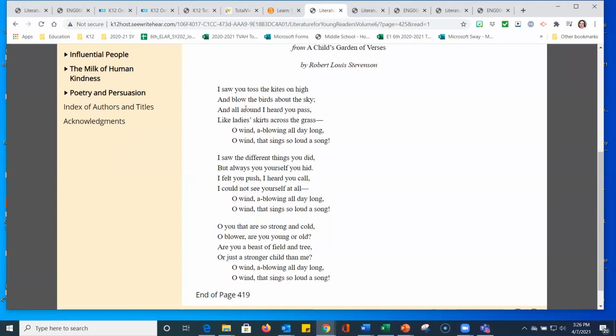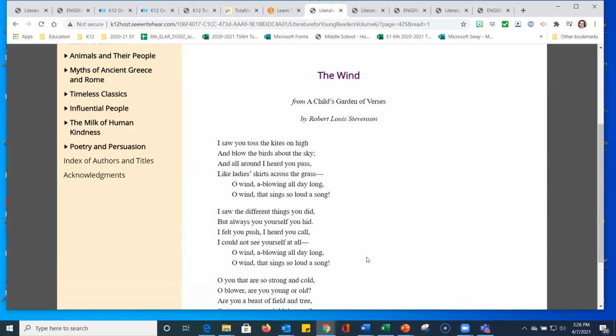I saw you toss the kites on high and blow the birds about the sky, and all around I heard you pass like ladies' skirts across the grass. A wind a blowing all day long, a wind that sings so loud a song. I saw the different things you did, but always you yourself you hid. I felt you push, I heard you call, I could not see yourself at all. A wind a blowing all day long, a wind that sings so loud a song. Oh, you that are so strong and cold, oh blower, are you young or old? Are you a beast of field and tree, or just a stronger child than me? A wind a blowing all day long, a wind that sings so loud a song.